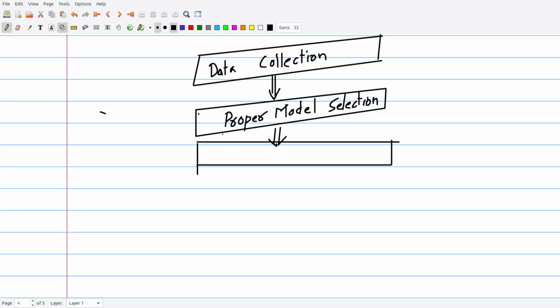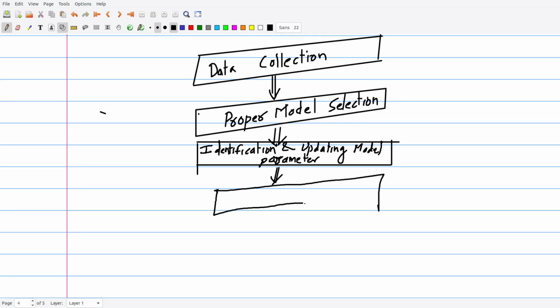In this third box we have identification and updating model parameters. We have seen different parameters earlier. So modification of that and updating we do, and the second last is testing or forecast. Is our forecast correct? So we should test it once.